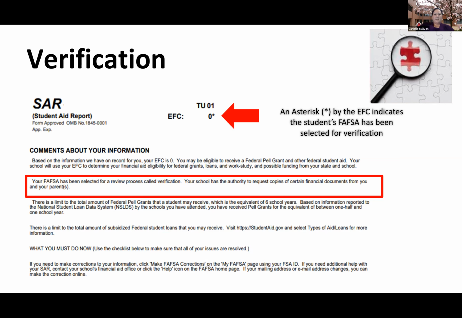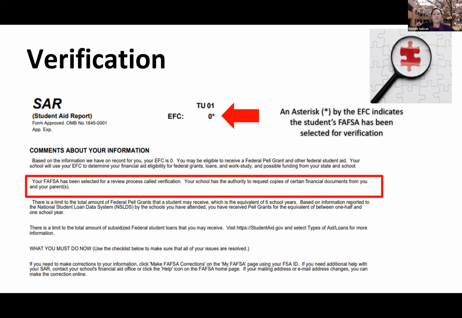So it says on this student aid report, your FAFSA has been selected for a review process called verification, and the documents go to the school. Students will never mail them to the Department of Education. Another insider tip is that if the EFC has an asterisk by it, that means that FAFSA is selected for verification. So you can always ask the student, does it have a little star by the 0 or by the EFC? That's another indicator that the student is selected.